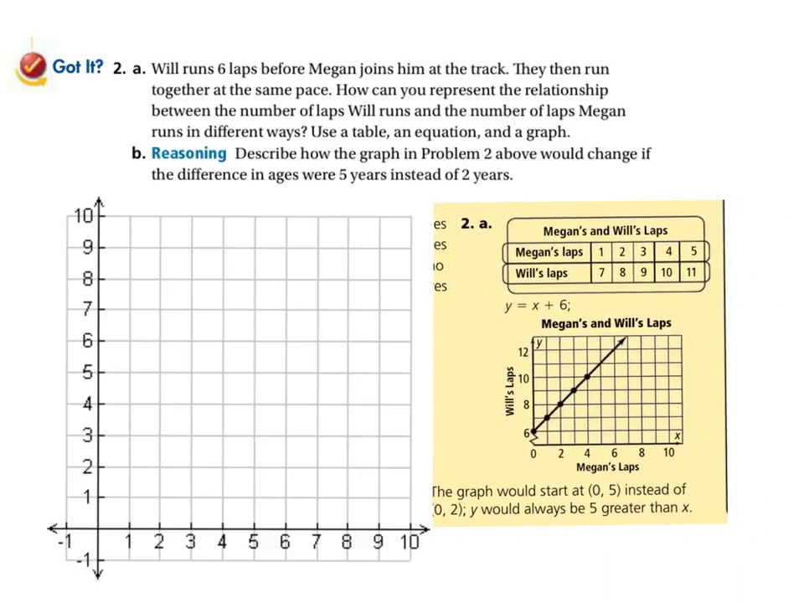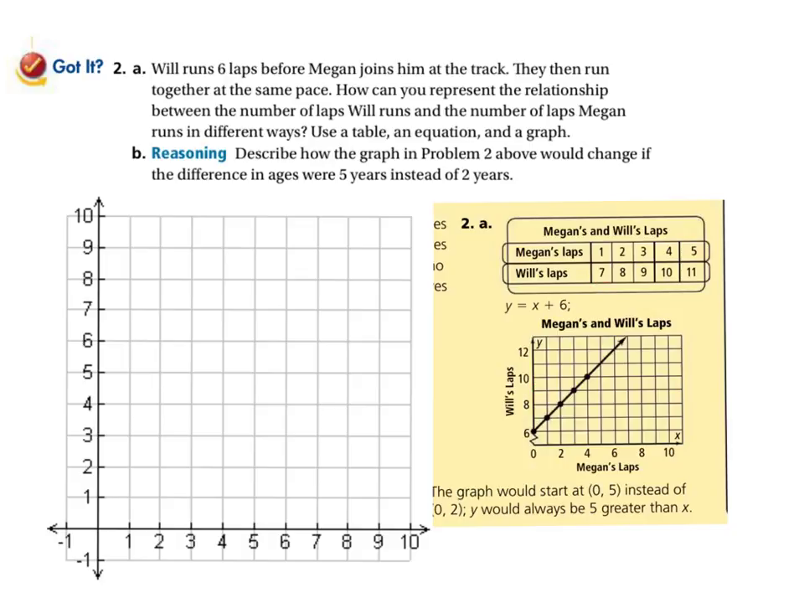Will runs 2 laps before Megan joins him on the track. So there's that 2 ahead again, right? Then they run together at the same pace. How can you represent the relationship between the number of laps Will runs and the number of laps Megan runs in different ways? It's a table, an equation, and a graph.